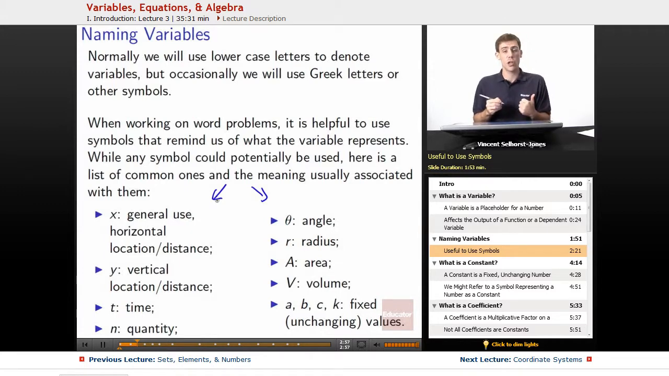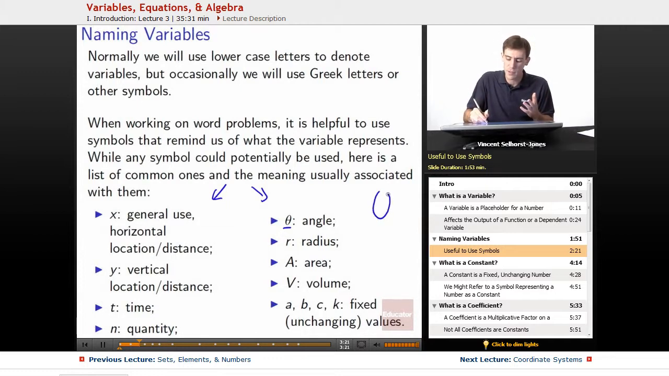So x is our most common one, probably our favorite variable of all. We use it for general use when we're talking about horizontal location or distance. y is vertical location or distance. t normally stands in for time. n stands in for a quantity of some stuff. Theta, this is a Greek letter. When we encounter Greek letters, I'll talk about them a little bit more, but mainly it's just going to be theta.